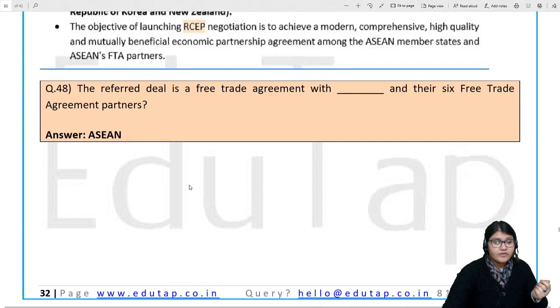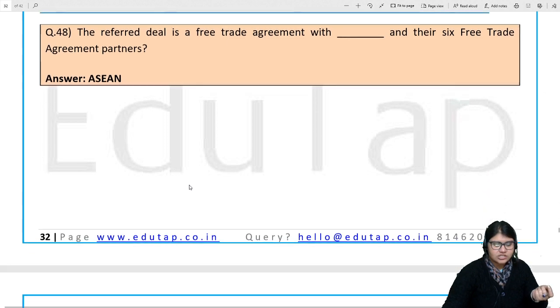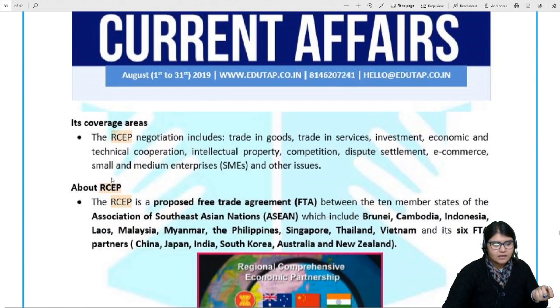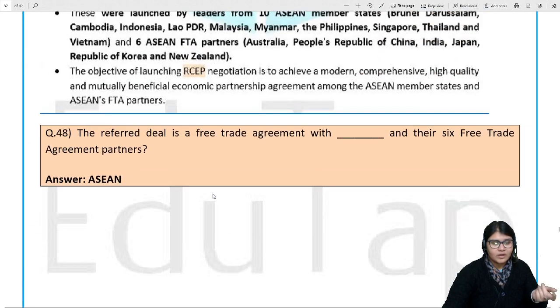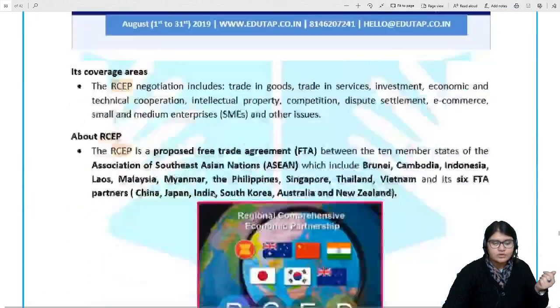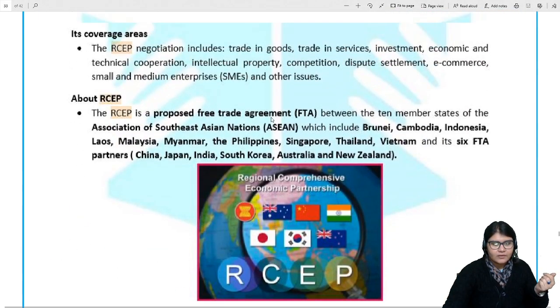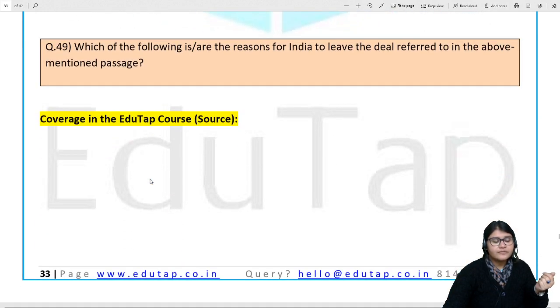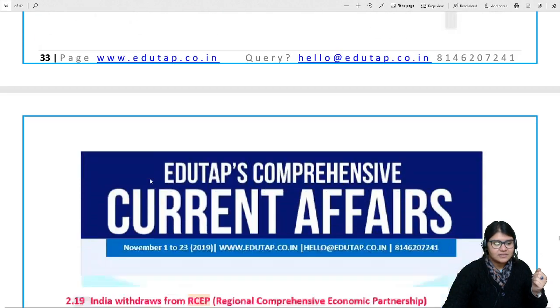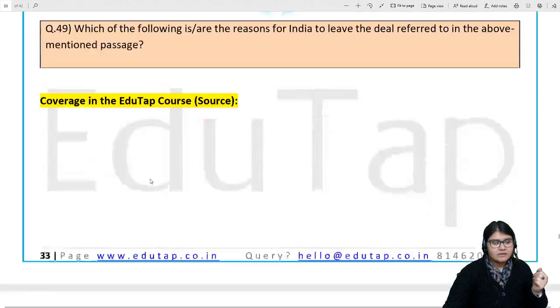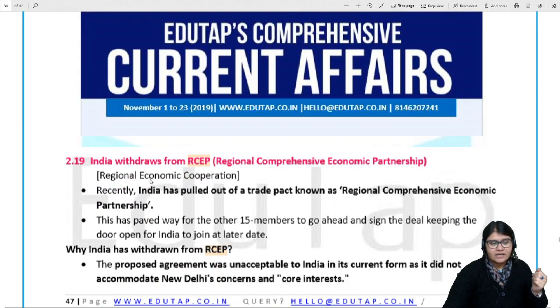Next, the referred deal is a free trade agreement with dash and their 6 free trade agreement partners. Answer is ASEAN. So it is about the RCEP and what this particular deal is about, very clearly mentioned here. Okay. Next, which of the following are the reasons for India to leave the deal referred to in the above mentioned passage? This was covered here in the November monthly current affairs magazine.